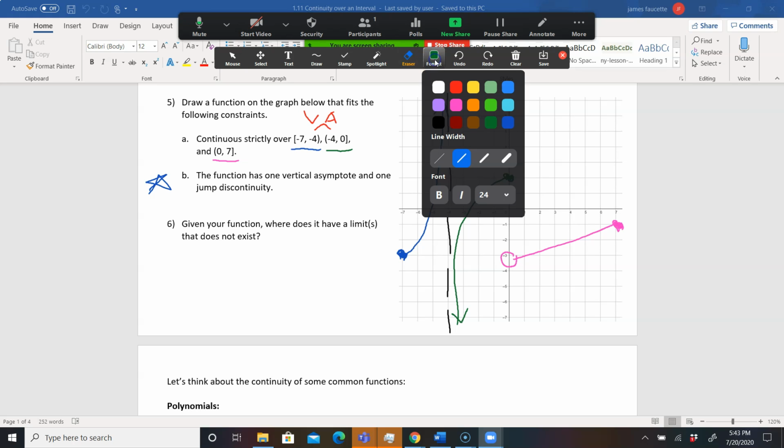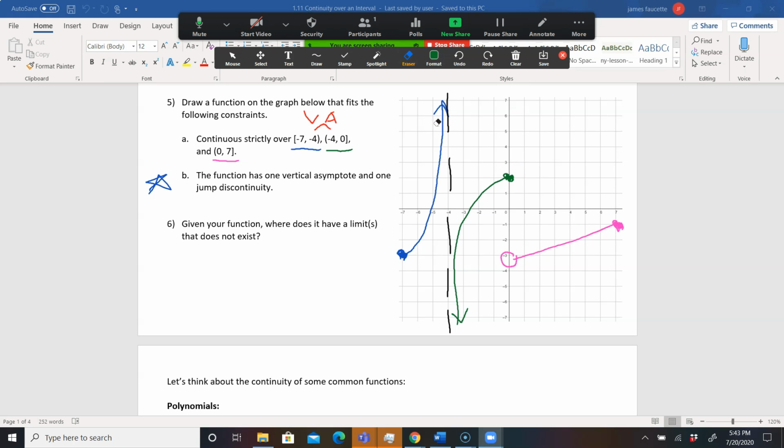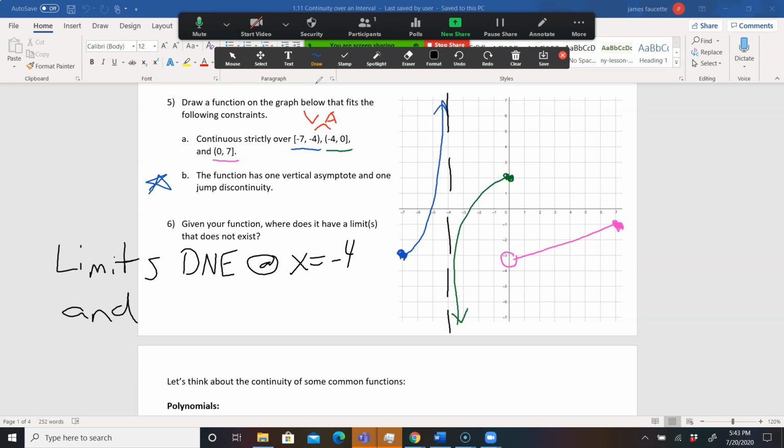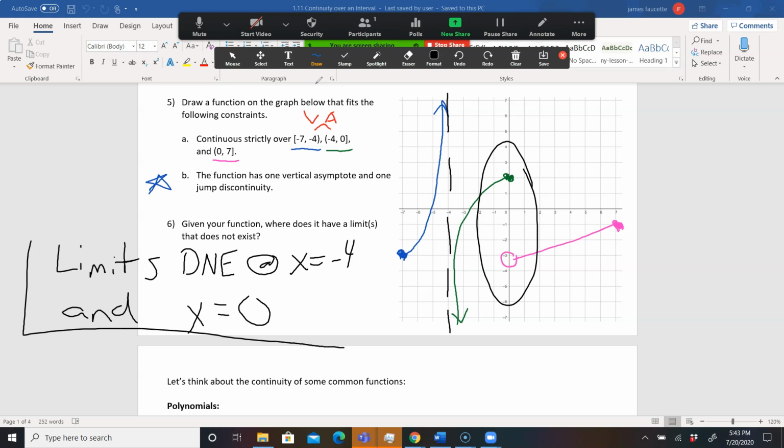Okay, so hopefully we notice that when we have a vertical asymptote, the limit does not exist. Right? We're not talking about infinite limits yet, so for now, whenever we see a vertical asymptote, we just say the limit does not exist, and that's going to be at x equals -4. And whenever we see a jump discontinuity, right, that also means the limit does not exist, because the limit from one side is approaching a different value than the limit from the other side, and this is at x equals 0.